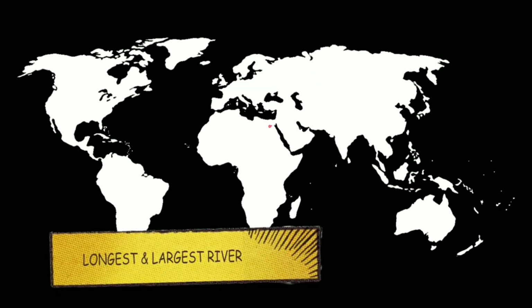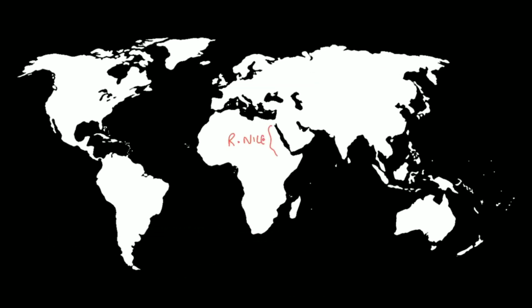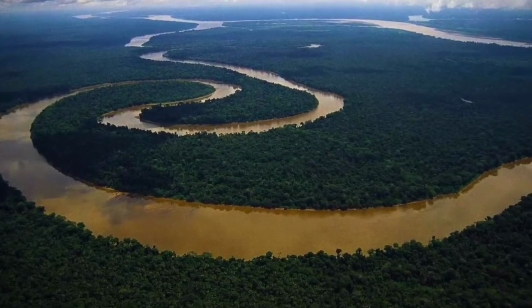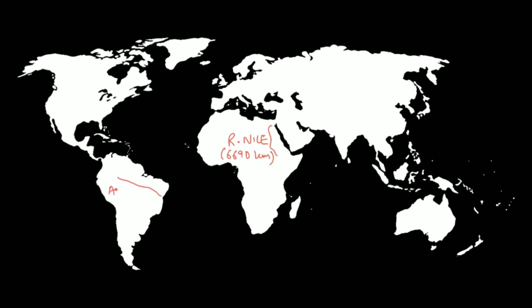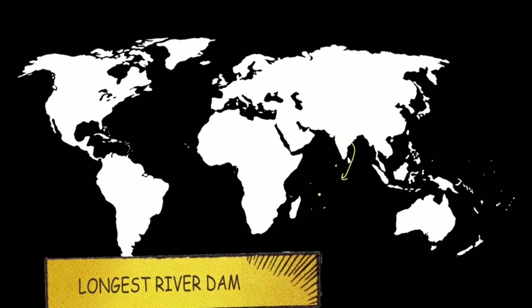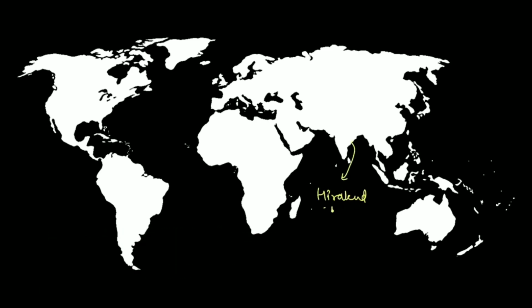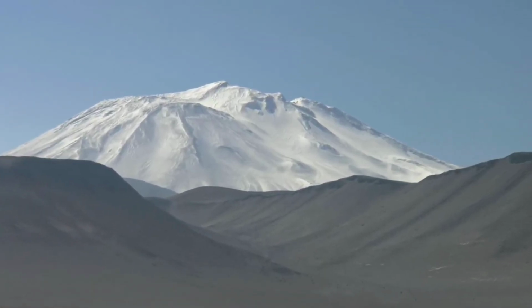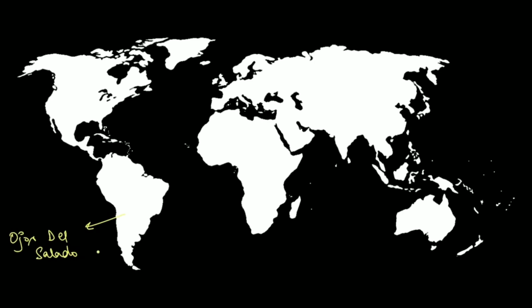The longest river is the River Nile in Africa. It has a length of 6,690 kilometers, whereas the largest river in volume is the Amazon River. Now, the longest river dam is the Hirakud Dam on the river Mahanadi. This dam is in Sambalpur district in Odisha. Now, the highest volcano is Ojos del Salado. This is in the Andes and is shared by Argentina and Chile.